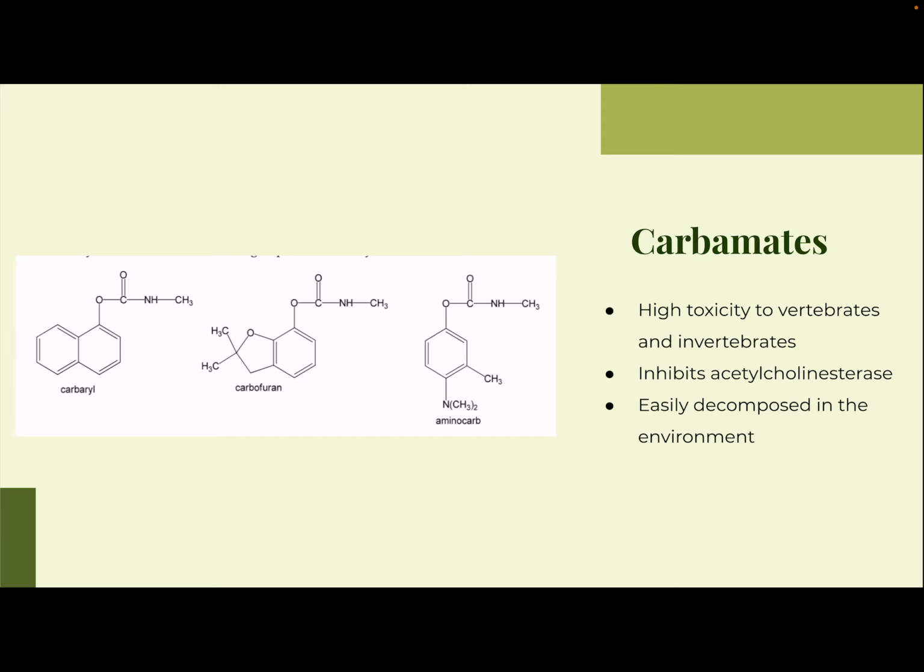So carbamates are similar to organophosphorus insecticides. They have a high toxicity to vertebrates and invertebrates, and they also inhibit the enzyme acetylcholinesterase. And again, like organophosphorus compounds, they are more easily decomposed in the environment, and so they will not have as great of a tendency to bioaccumulate.